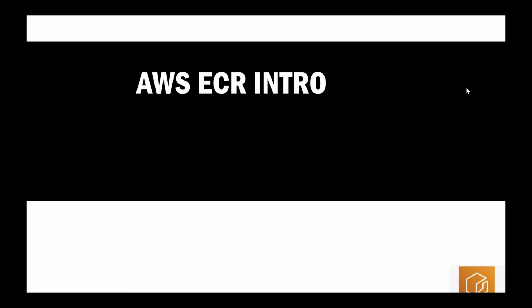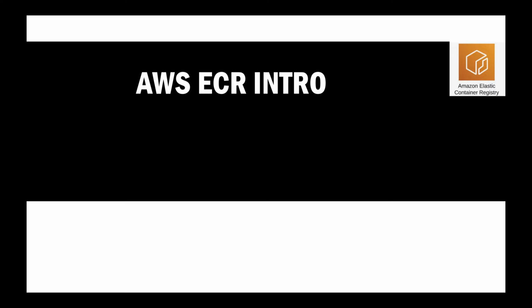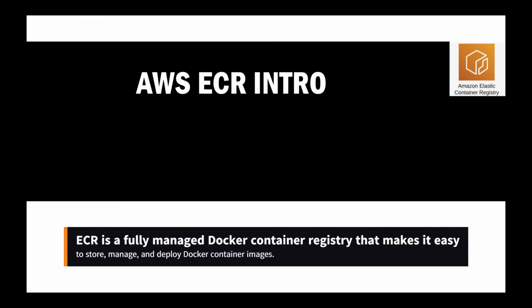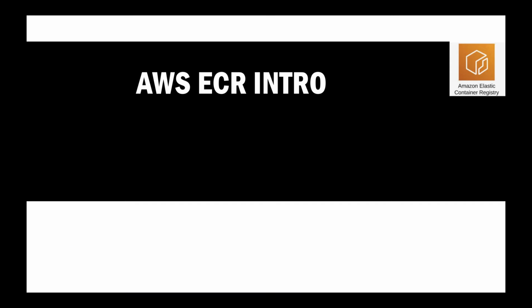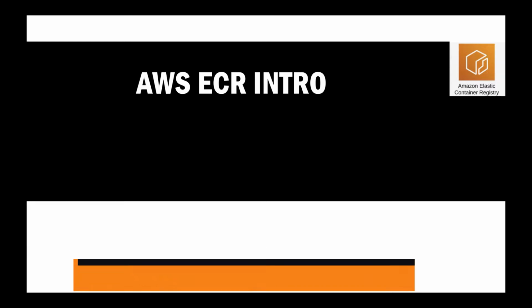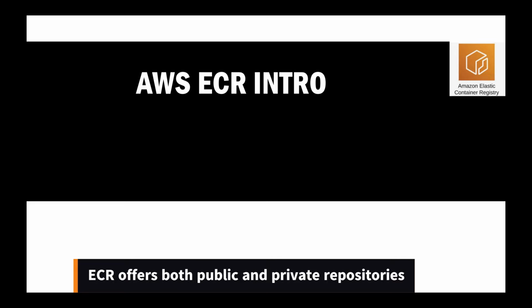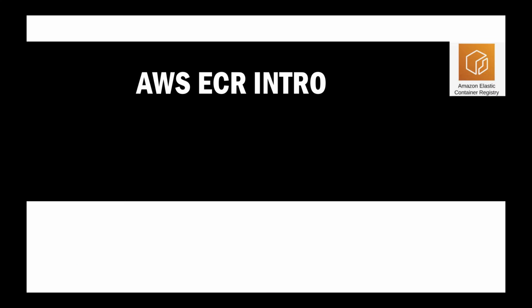First thing is, what is AWS ECR? Let's look at a quick intro about it. ECR is a fully managed Docker container registry that makes it easy to store, manage and deploy Docker container images. It seamlessly integrates with other AWS services and provides secure, scalable storage for your container images. Basically, AWS ECR is used for storing your Docker container images, and it is a Docker container registry that stores your images in both public and private format.